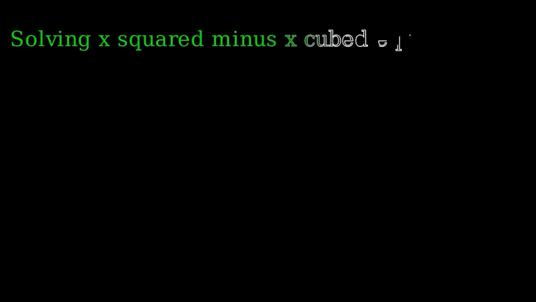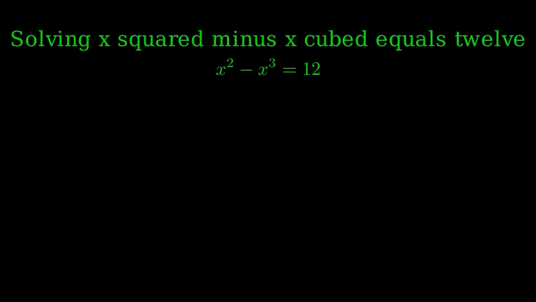Let's solve the equation x squared minus x cubed equals 12. We'll find the values of x that make this equation true. Here's the original equation: x squared minus x cubed equals 12.